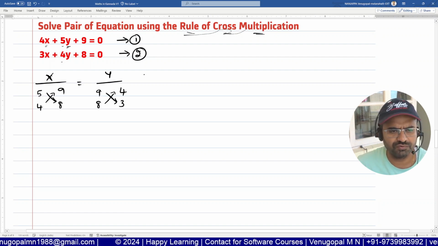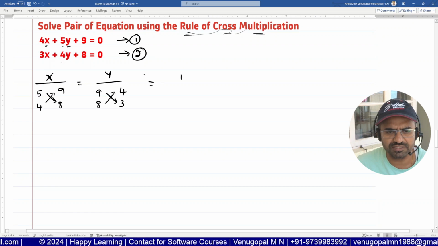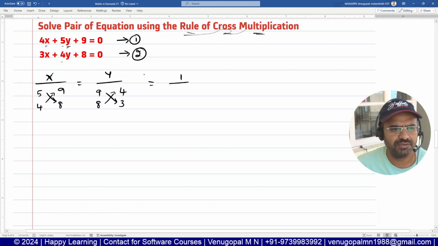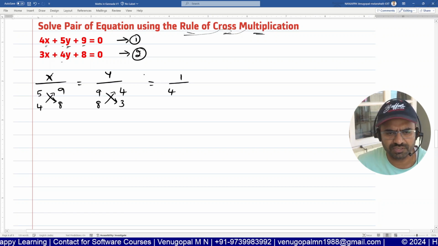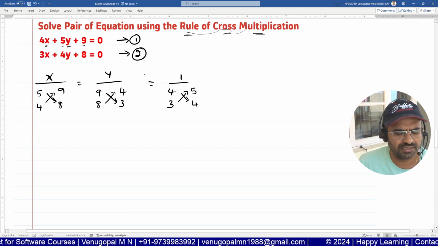When you're writing the coefficient for y, do not consider this; you have to start from here: 9 8 and 4 3, equal to the constant value 1 divided by, we are writing the constant value 4 by 3, 4 3 5 4, correct. Again you will have to multiply like this. Now how can I write down this?